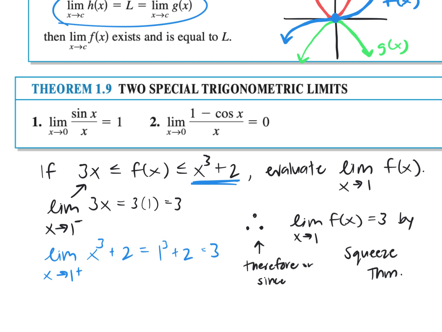Then the last thing there is just the two special trig limits. If you approach 0 of sine of x over x or 1 minus cosine of x over x, you will get the following outputs of 1 and 0. Okay? Again, that won't be on your quiz, but you will need to know it. You will want to have it memorized.